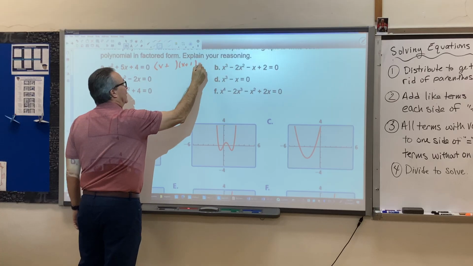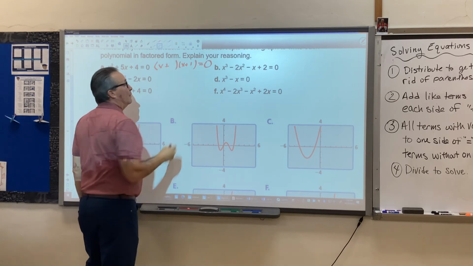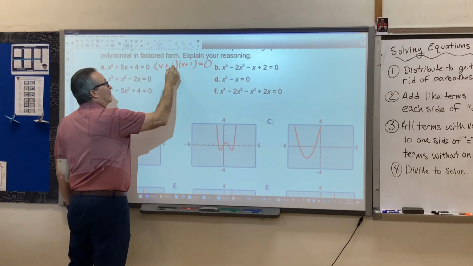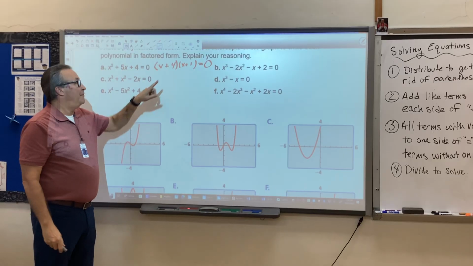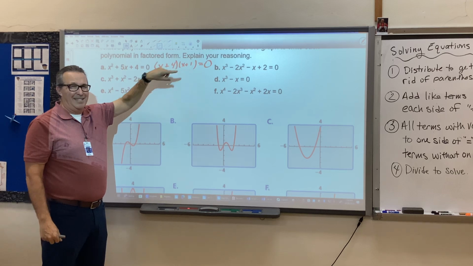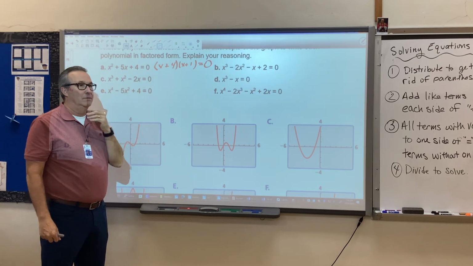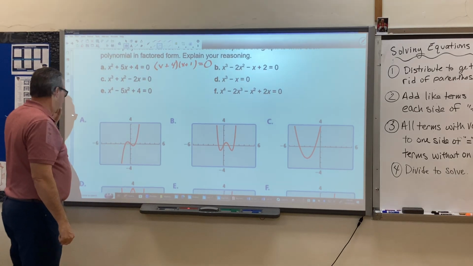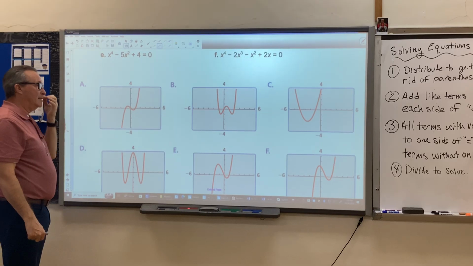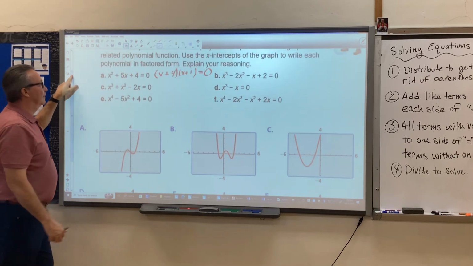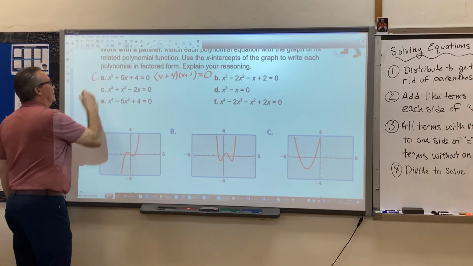Why did I put a 1 there? No idea. What are 2 numbers that multiply to 4, add to 5? 4 and 1. So if the factors are positive 4 and positive 1, x plus 4 and x plus 1, what are the zeros? What values of x make it 0? -4, -1. So we're looking at the graphs, which one crosses the x-axis at -4, -1. C. So this one is C.